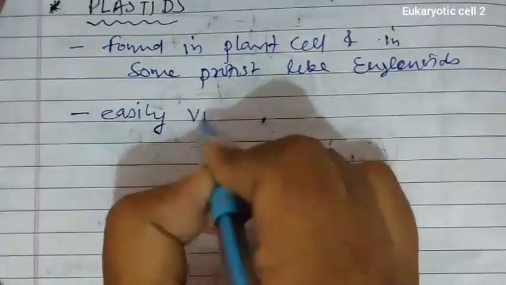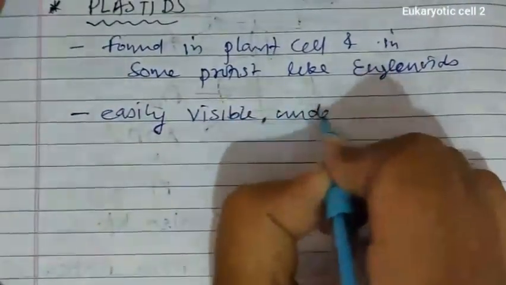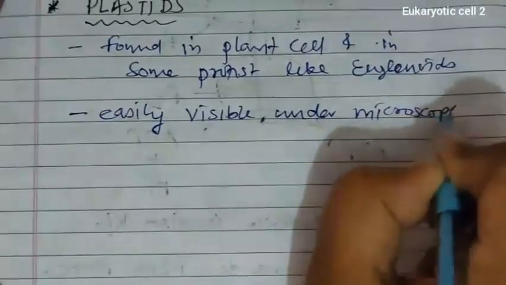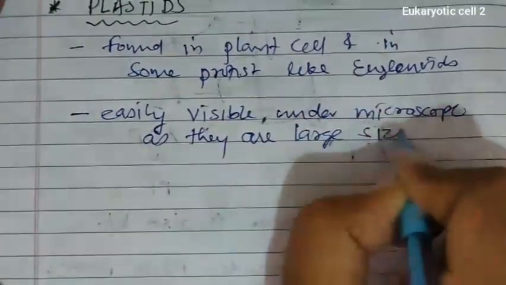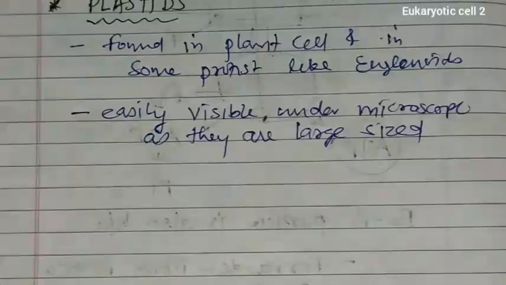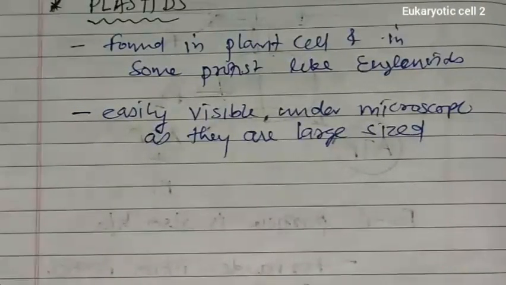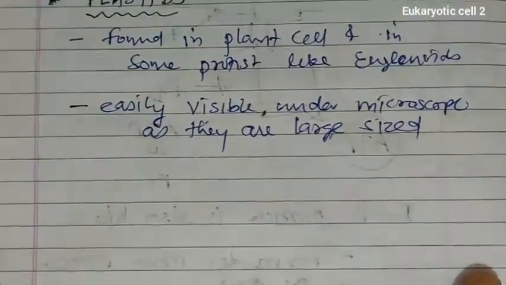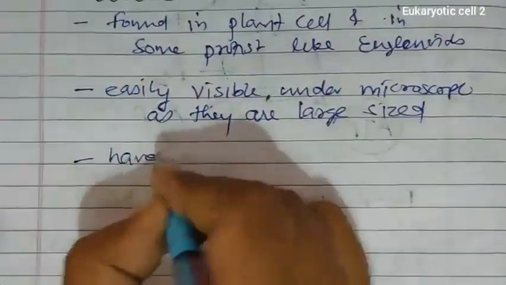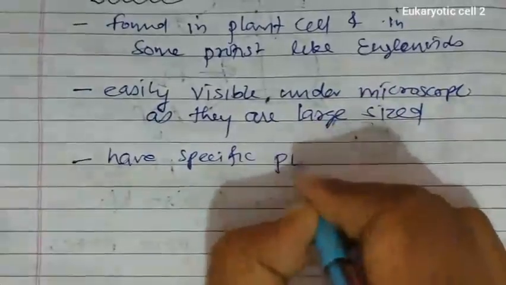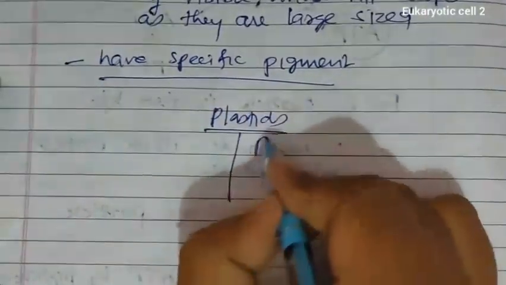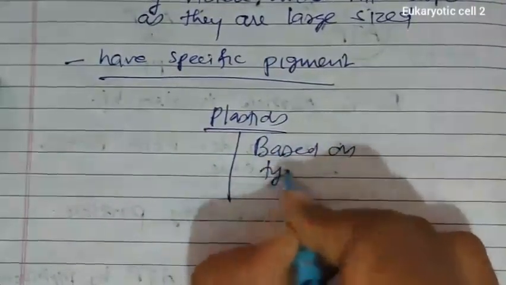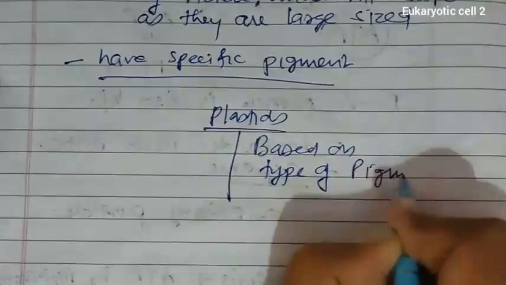They are easily visible under a microscope as they are large sized. They have specific pigments, and based on the type of pigment, these plastids are of three types.